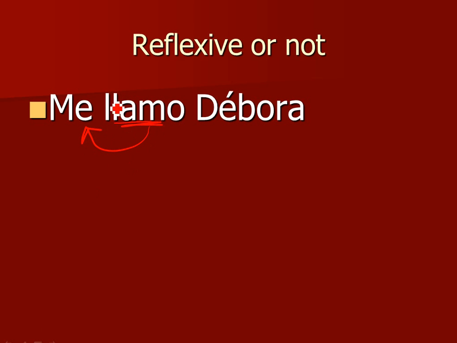So the llamo is the verb in the yo form, and me is your indirect object pronoun. So me llamo, I call myself. Or actually it's your reflexive pronoun.